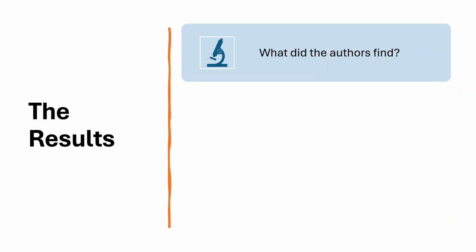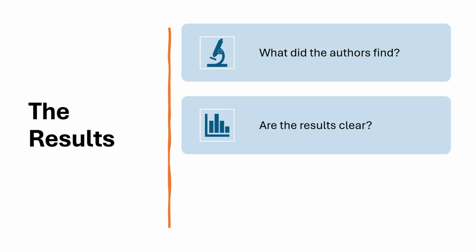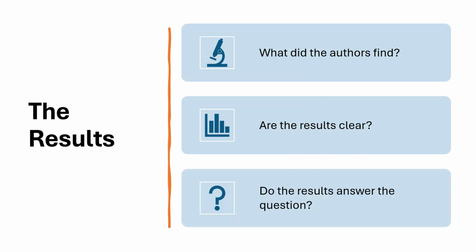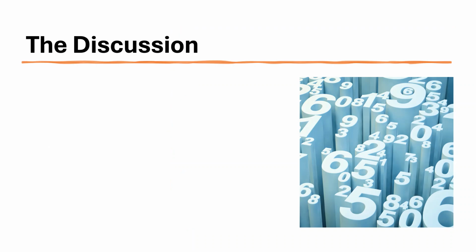Then, after they've analyzed that information, they're going to discuss the results. So, what did the authors find? Are the results clear? Hopefully, they're clear and written in a very clear and succinct way. But quite often, especially in the more scientific and engineering journal articles, this can be a little bit complicated. So get ready for that. And basically, in the results, the authors are trying to answer the question: do the results answer the research question, meet the aims and objectives of this study?